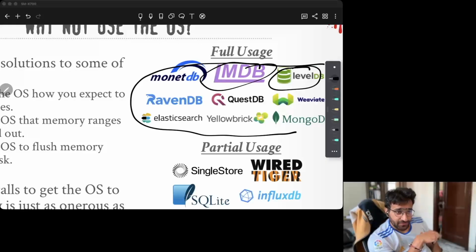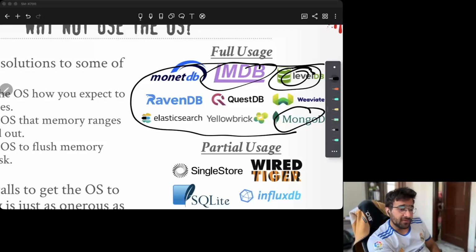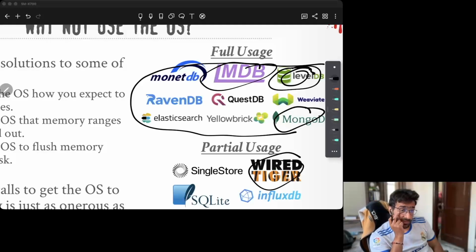RocksDB, which was written by Facebook, was forked out of LevelDB. And the first thing the guys at Facebook did with RocksDB was throw out mmap. They built their own buffer pool and threw out mmap. So the Google guys somehow decided that they would use mmap. Then MongoDB very famously used mmap in their first versions, but then they bought WiredTiger, and now they use a buffer pool.